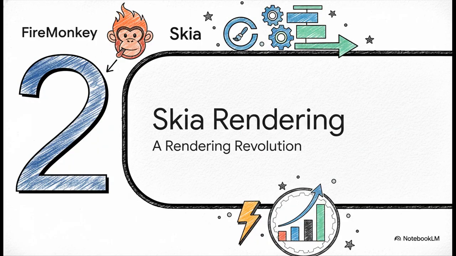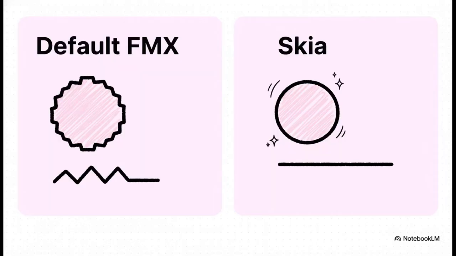All right, let's get to our first solution. And honestly, this is probably the most impactful one. If you only do one thing after watching this, it should be it. We're talking about completely replacing FireMonkey's default rendering engine with Skia. And the difference is, well, it's night and day.